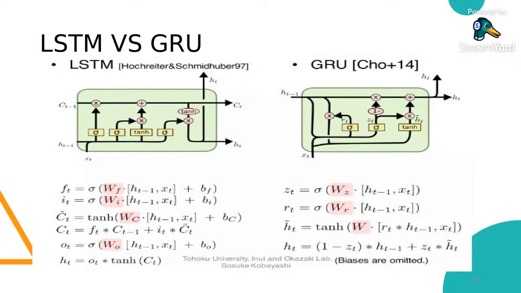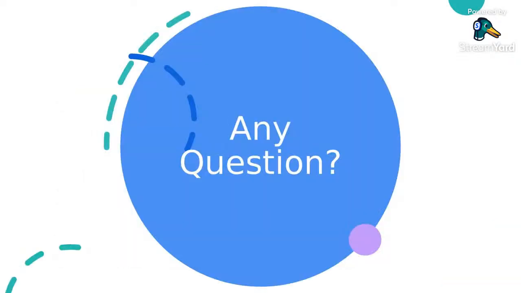So this was about the introduction of LSTM and RNN. What are the limitations of RNN? How can we solve that using LSTM? What are the limitations of LSTM? And what are the different things in the GRU? So that's where I would like to conclude my session.